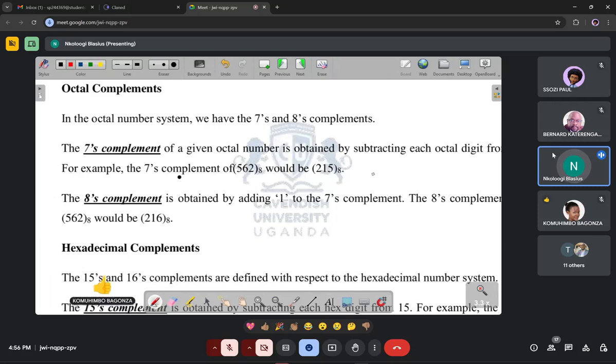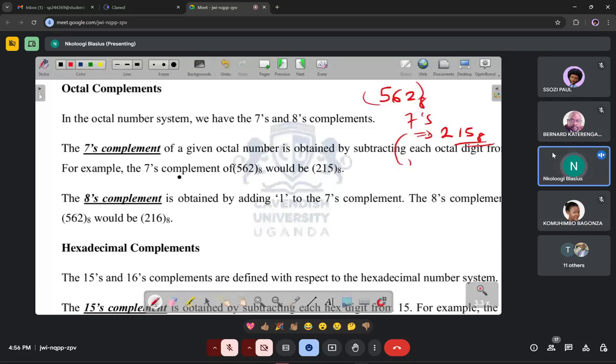So if we have a number like 562 base 8, and I say I need its sevens complement, then this sevens complement would just be subtract each of these digits from 7. That would be 7 minus 5 would be 2. 7 minus 6 would be 1. 7 minus 2 would be 5. So 215 base 8 would be the sevens complement.